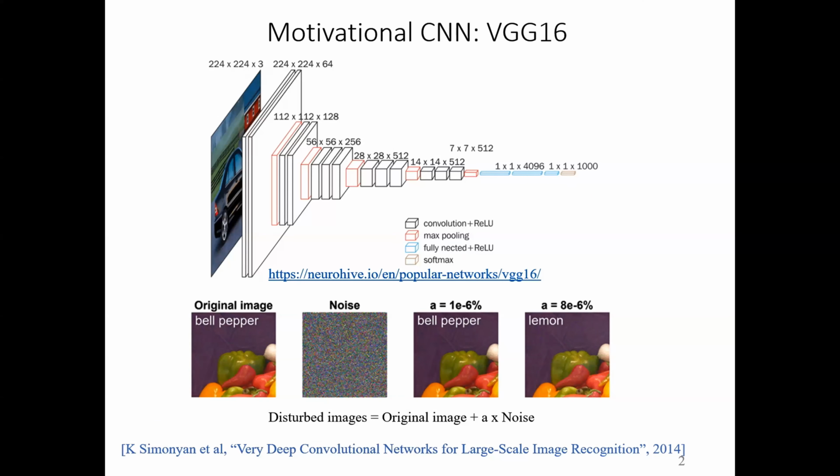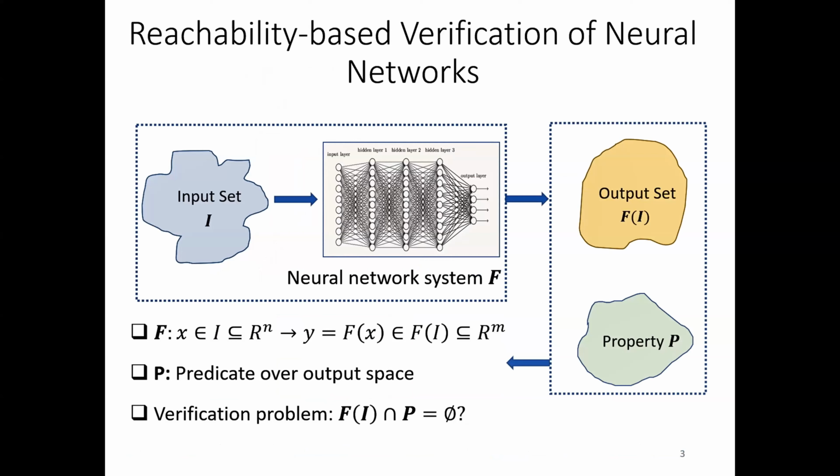under adversarial attack. This slide shows the general idea of our approach for verification of neural networks. Suppose we have a neural network F, and an input set I. We want to compute the output set F(I) that contains all possible outputs corresponding to the input set I. Then we have a property P, which is a predicate on the output space of the network. The verification problem is to check whether the output set F(I) intersects with the property P or not. If it intersects with the property P, we say the property P is satisfied, otherwise unsatisfied.